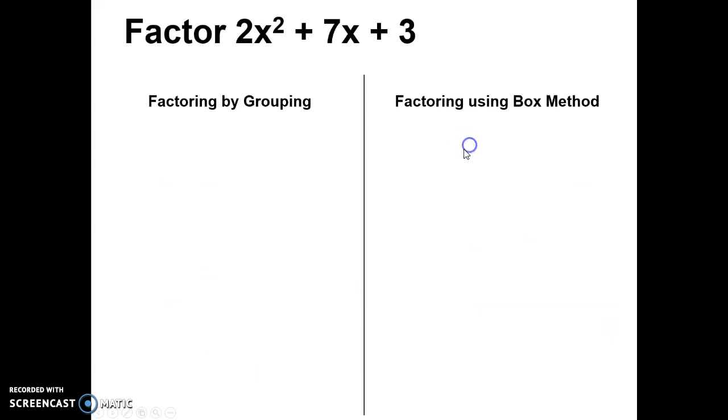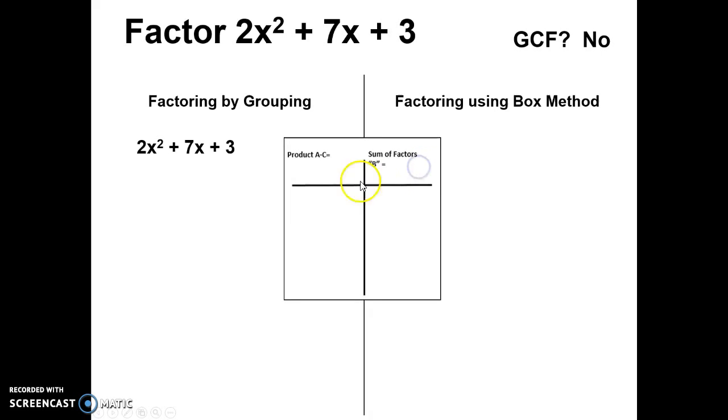Let's do another problem. This time our leading coefficient is a number other than 1. We definitely need our AC method here. GCF? No. All right, let's make our little AC chart. I want to take my A times my C. Remember, standard form is ax squared plus bx plus c. So I'm going to take the 2 times the 3, and that's 6. 6 goes here. My B term, my positive 7, goes here. I'm looking for two numbers that multiply to 6 but add up to 7.